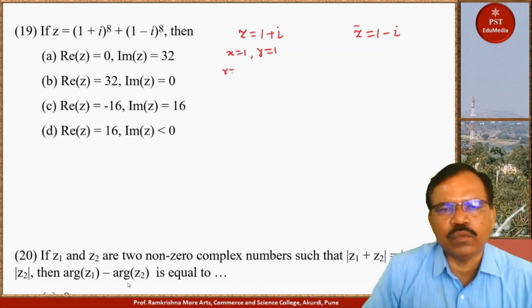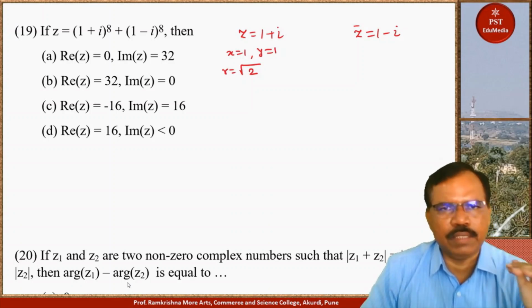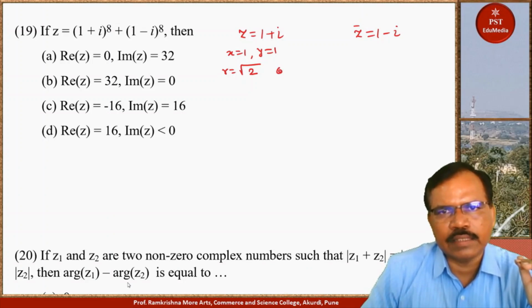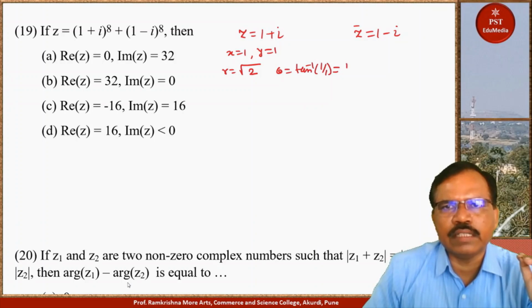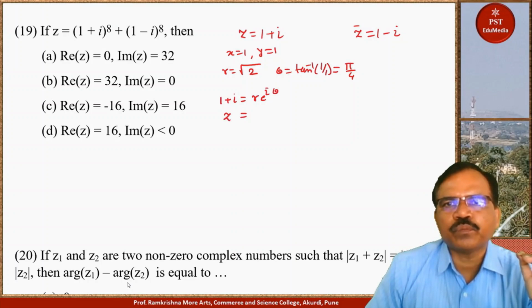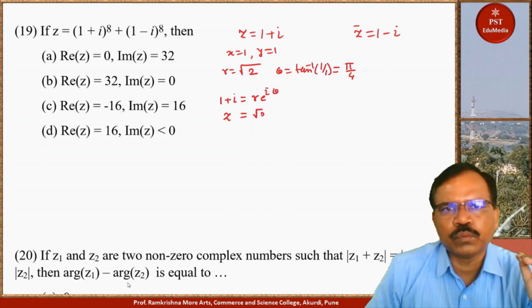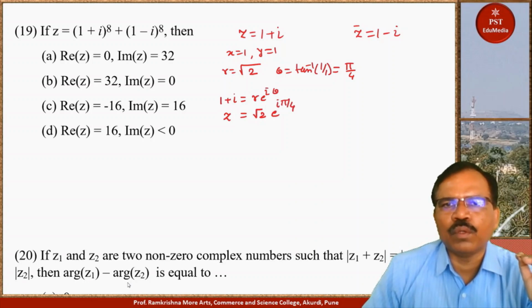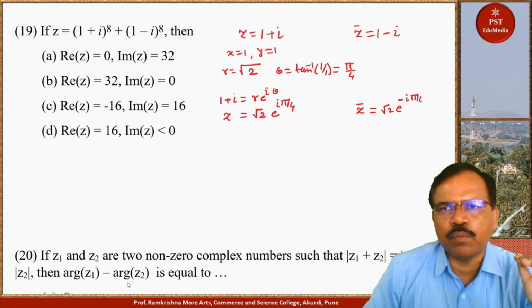Now here x is equal to 1, y is equal to 1. So we get r is equal to root of x square plus y square, that is root 2. And theta is equal to tan inverse of 1 by 1, so we get pi by 4. So 1 plus i, that is z, is r e raised to i theta. So z is equal to root 2 e raised to i pi by 4. So what is z bar? Z bar we will get root 2 e raised to minus i pi by 4.